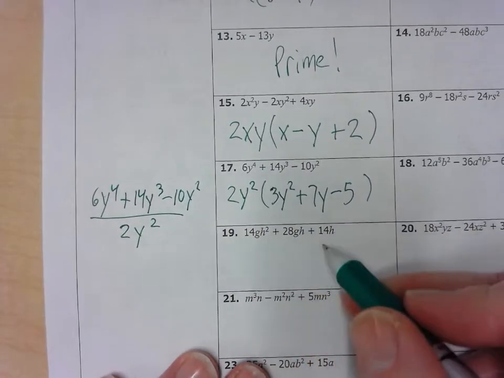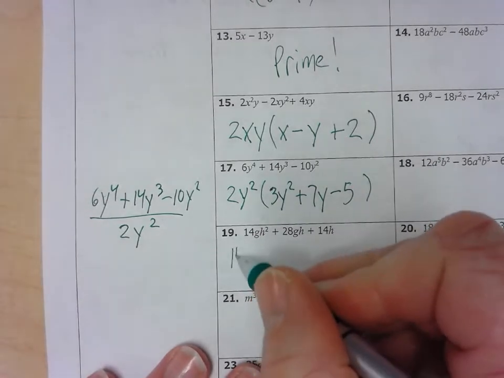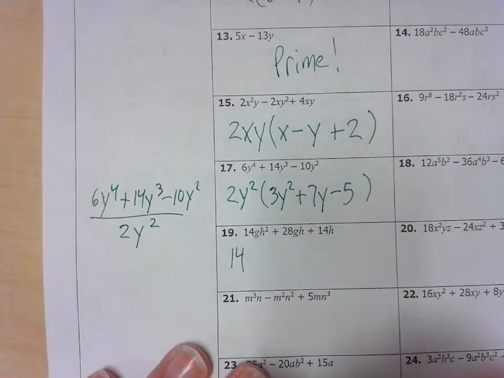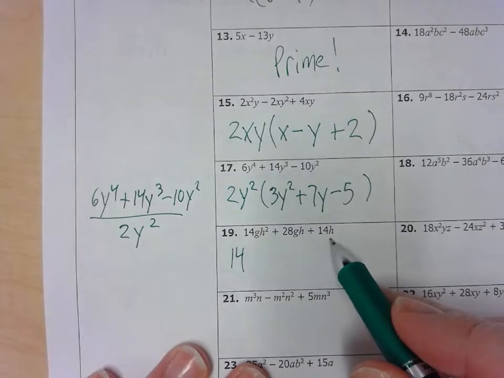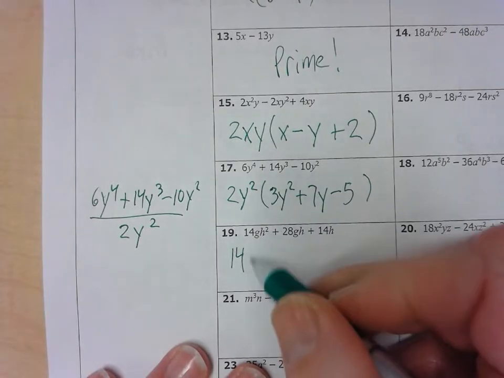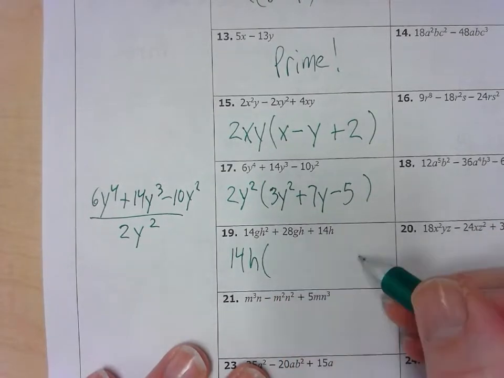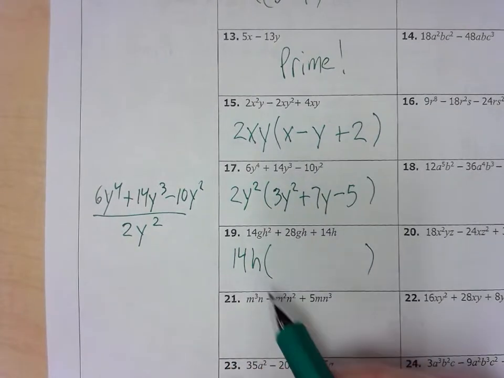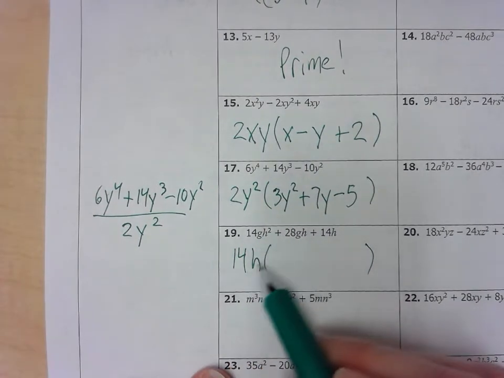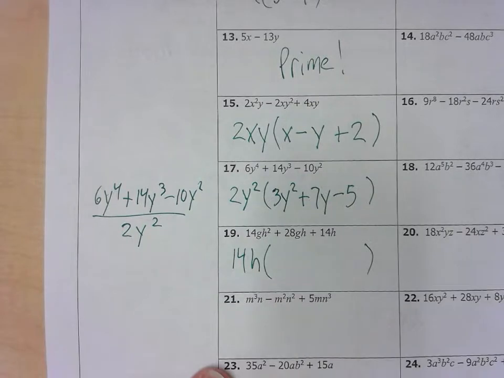Okay, 14's in common. 14 times 2 is 28. G, oh, no G in common. H squared. Take the lowest amount of H. So then I got to divide that out. So I'm dividing this into here, dividing this into here, dividing that into there. Or thinking about what I would need to distribute.